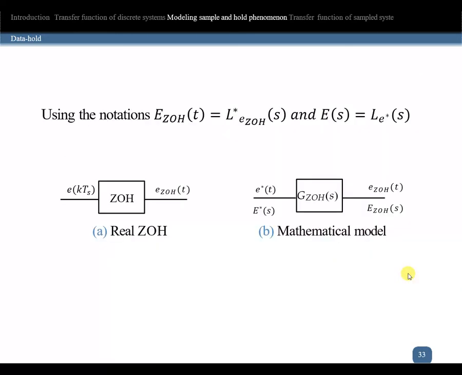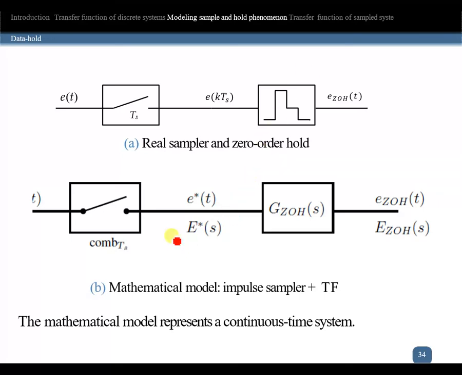Okay, I find the e(kT). That means E star(t) through the zero order holder becomes E zero order holder, or in mathematics I can write E star(t) into the zero order holder. Okay, this is the mathematical form. If I take the Laplace, here becomes E star s, and here becomes E zero order holder in the system.